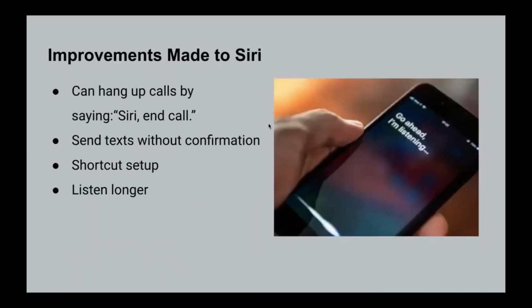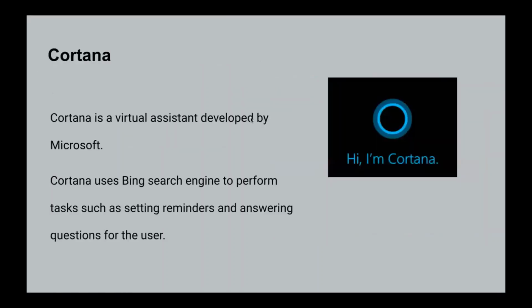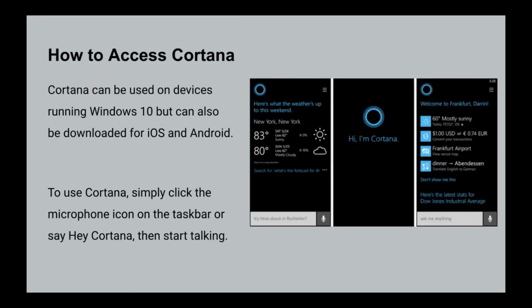So some improvements made to Siri: you can hang up calls by saying Siri, end call, or you can send messages without confirmation and shortcut setups, and you can have her listen longer. And for Cortana, this is a virtual assistant developed by Microsoft. Cortana uses the Bing search engine to perform tasks such as setting up reminders and answering questions for the user. How you access Cortana: you can use her on devices running Windows 10, but she can also be downloaded for iOS and for Android.